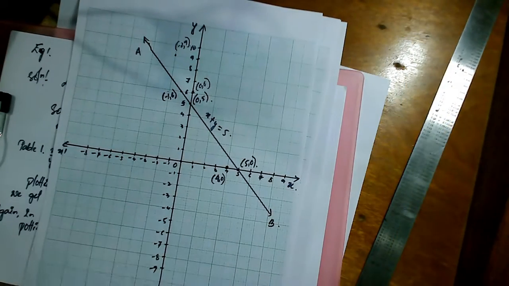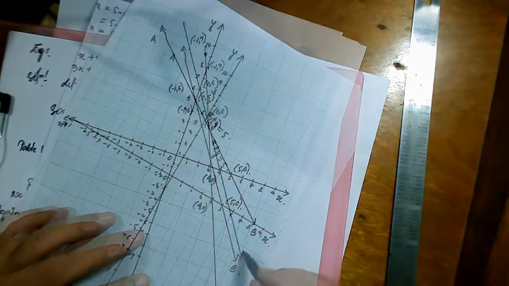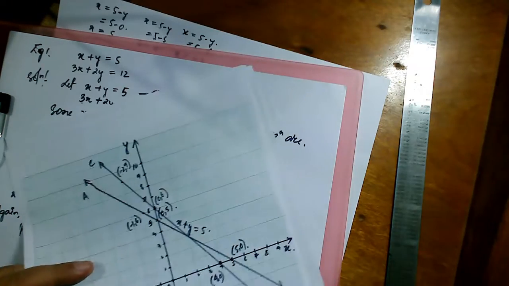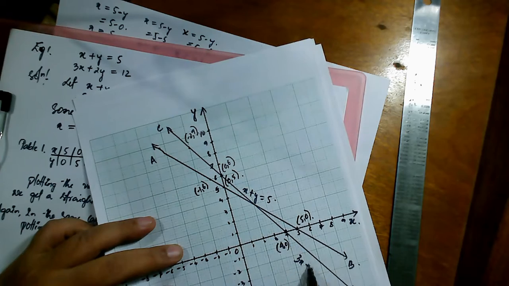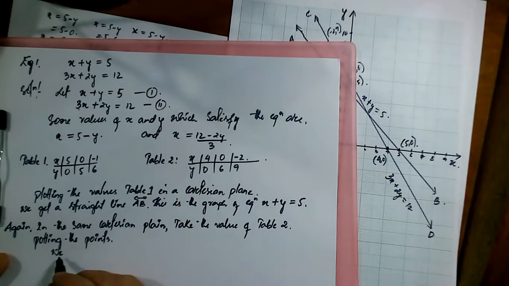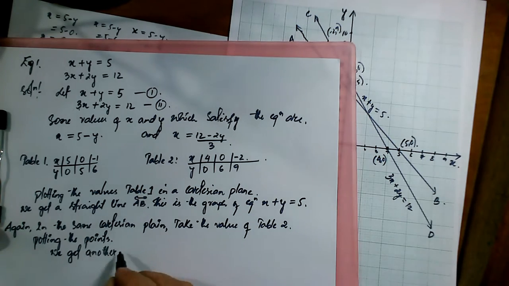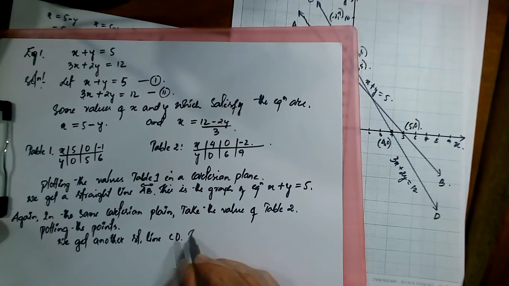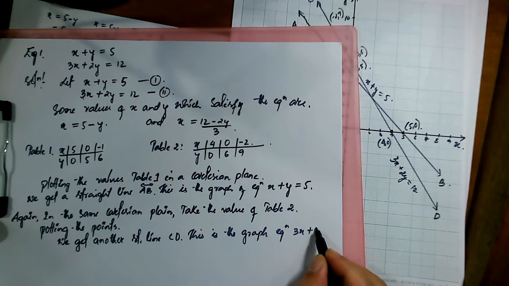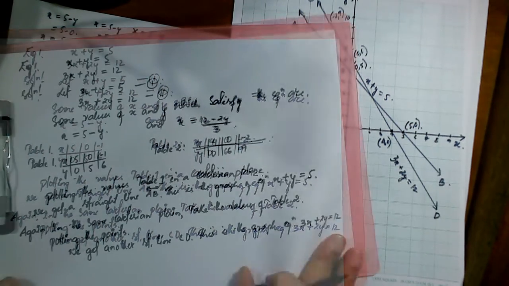Now let's join these points again. We get another straight line. Let's say this is C and D, and the equation is 3x plus 2y is equal to 12. So plotting table number 2, we get another straight line, CD. This is the graph of equation 2, 3x plus 2y equal to 12.